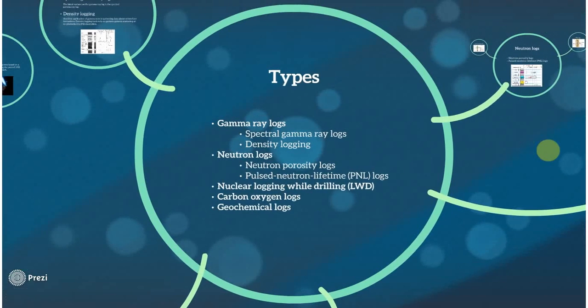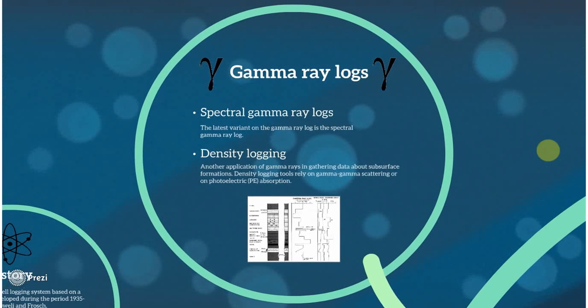Next slide is about nuclear logging types. The main nuclear logging types are the gamma ray logs, neutron logs, nuclear logging while drilling, carbon oxygen logs, and geochemical logs. First of all, I would like to present the gamma ray logs. The main gamma ray logs are the spectral gamma ray logs and density logging.